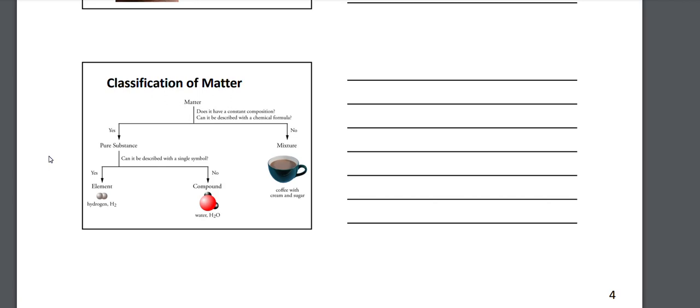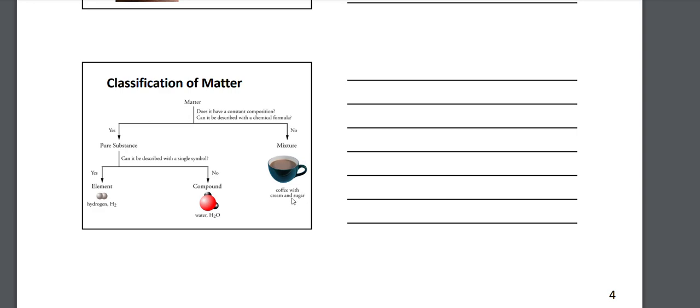Let's summarize everything together for a classification of matter. So we have the matter. It starts up here at the top. You're trying to classify what's in that beaker. Ask yourself a question. Does it have a constant composition? Can you describe it by a single formula? If the answer is no, then plain and simple, it's a mixture. It's a mixture and it's not a pure substance.